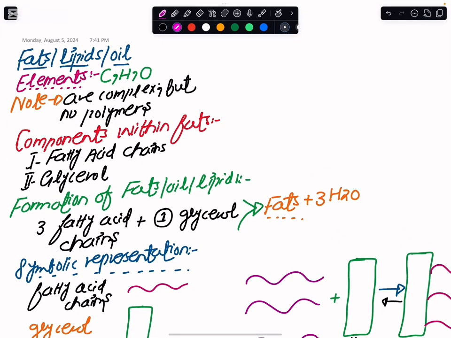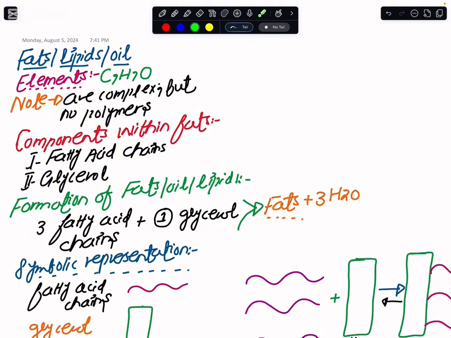In today's class, we will be discussing the third biological molecule, which by name goes as fats. We can also call them lipids, or we can call them oils. As is the case with the sugars, they have carbon, hydrogen, and oxygen. So these fats also have carbon, hydrogen, and oxygen atoms in them.